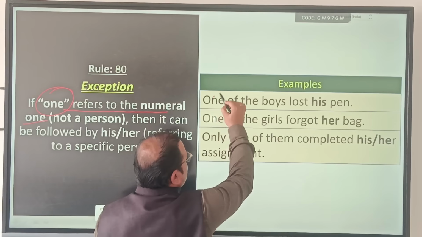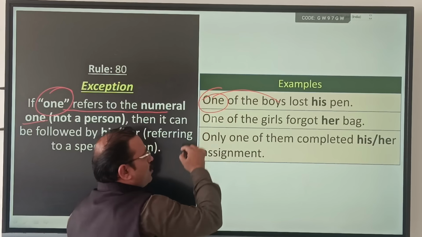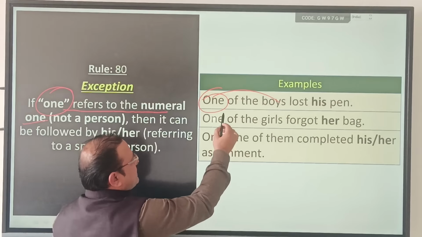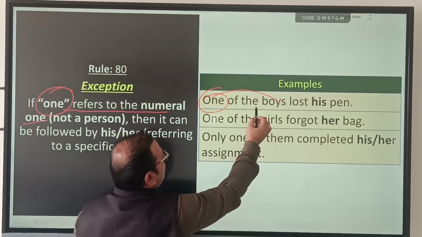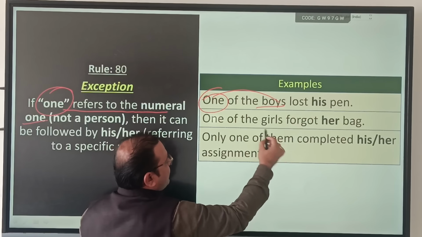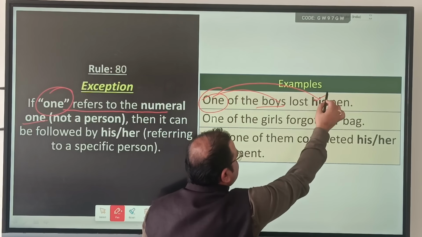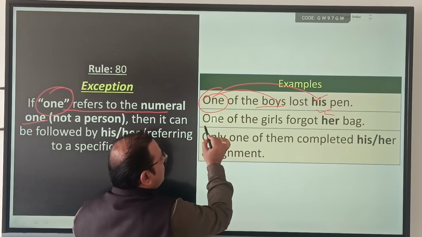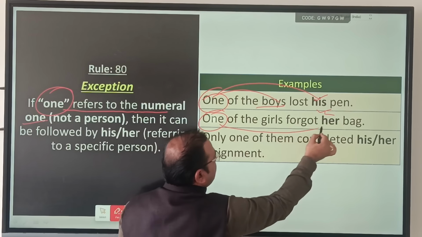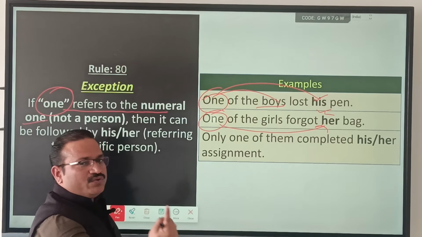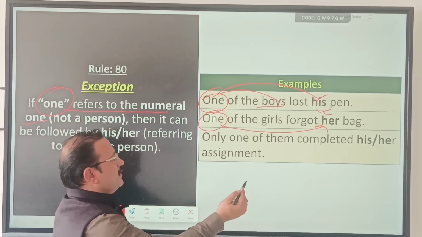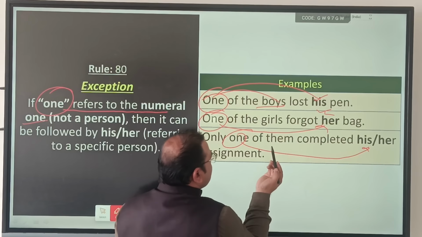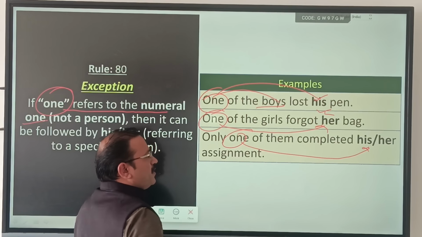One of the boys. Now here one is not everybody, not all. It is about the number, one of the boys. One out of the boys, then individual, singular, his. Correct. One of the girls, her, because individual, singular, her. Only one of them, his or her, gender not clear.